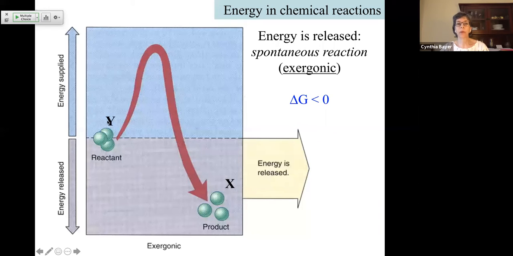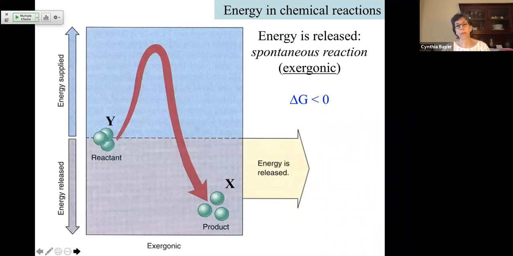But a spontaneous reaction is converting a higher free energy molecule or compound to a molecule or a product of lower free energy. So overall, this is exergonic. Overall, energy is released in this process. And that energy from a spontaneous reaction could be captured and transferred to a free energy molecule like ATP that could then be used to do other work in the cell.